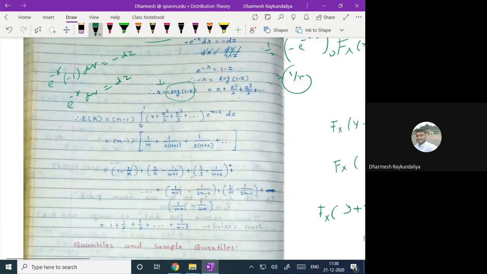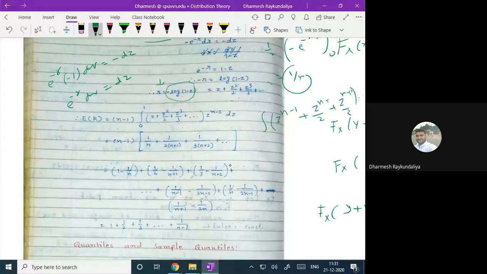So here, if you take z inside, what will happen? z raised to n minus 1 plus z raised to n by 2 plus z raised to n plus 1 by 3, likewise. So if you take the integration of z raised to n minus 1, you have this quantity: z raised to n minus n by 2 plus z raised to n plus 1 by 3, likewise, up to dz.